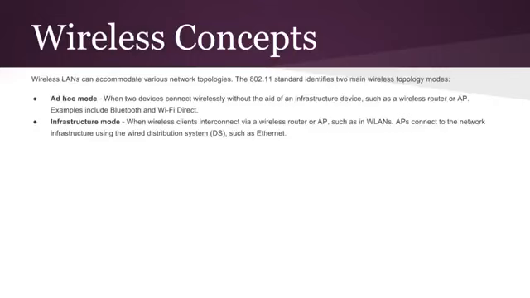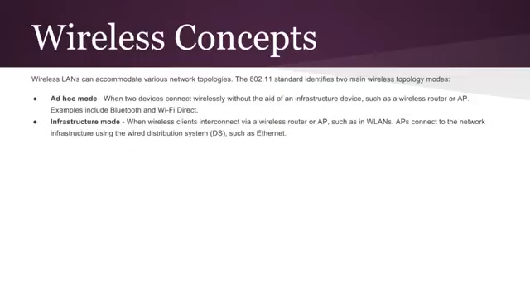Now, wireless LANs can accommodate various network topologies, but there's two main modes that we're going to be focusing on. The first one is the Ad-Hoc Mode, which is when two devices connect wirelessly without the aid of an infrastructure device, such as when you're trying to connect your phone with a friend's phone using Bluetooth or Wi-Fi Direct.